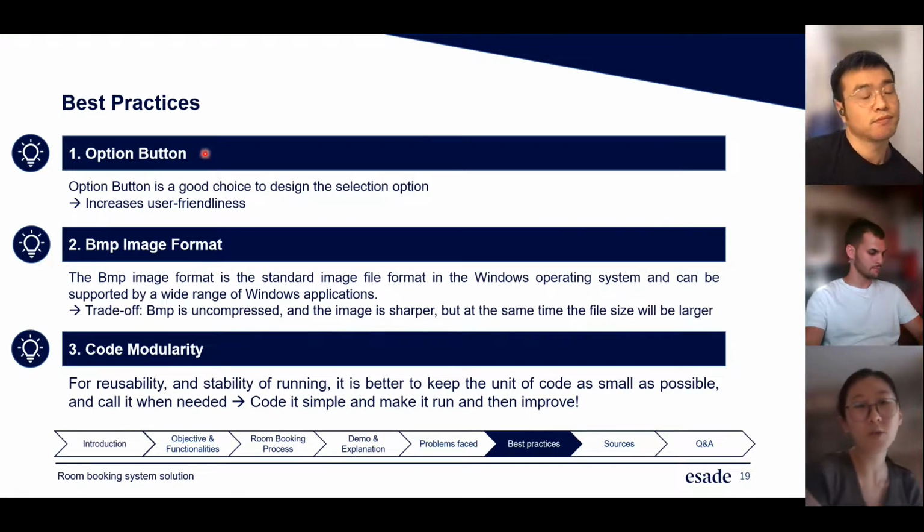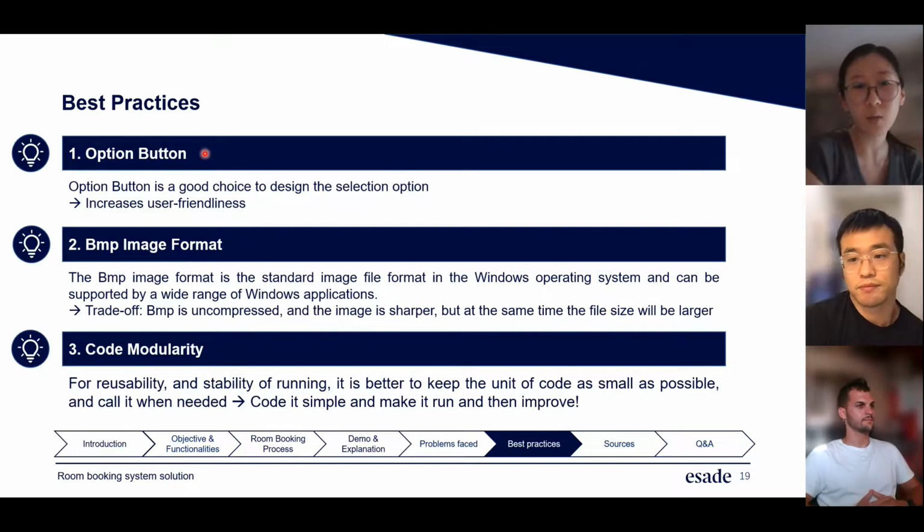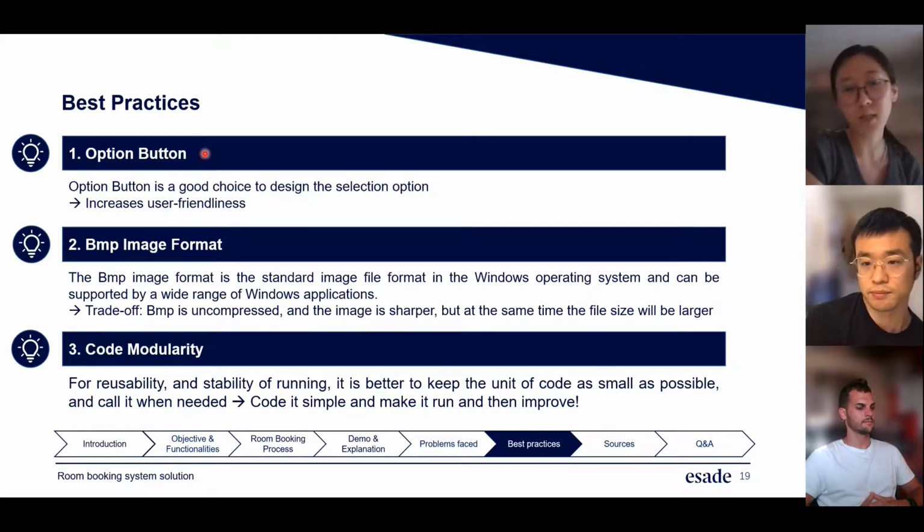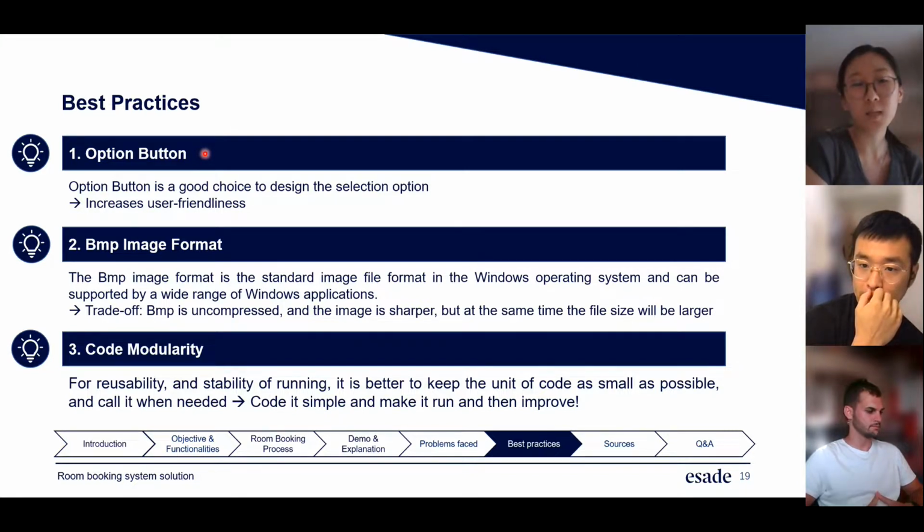Okay, thank you. So during the development of our application, we found 6 points. We summarized them, and they can make our practices and coding procedure better. The first one is for the option button. We found that the option button is a good choice to design the selection, and it increases the user friendliness.